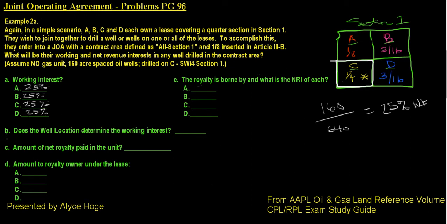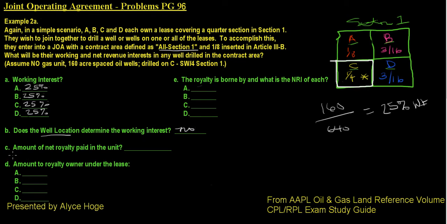Now the question is, does the well location determine the working interest? In other words, because we're going to put the well on C's lease, does that mean C has a greater interest in the joint operating agreement? And the answer is no. The joint operating agreement covers all of Section 1. So it doesn't matter where we put the well, the working interest is going to be the same. It's going to be 25%. So the answer to this question is no.